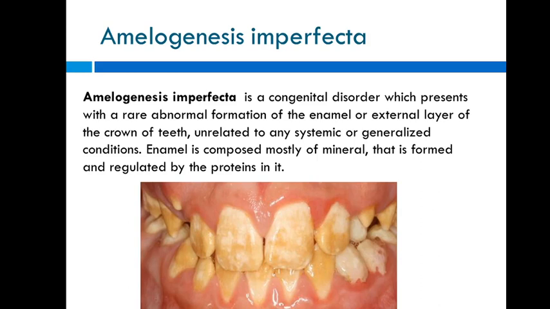Amelogenesis imperfecta is a congenital disorder which presents an abnormal formation of enamel, or external layer of the crown of teeth, unrelated to any systemic or generalized condition. So here, this is how it looks like. We call it amelogenesis imperfecta. So it's a congenital disorder due to abnormal formation of enamel, unrelated to any systemic or generalized condition. This is how it looks like. This is called amelogenesis imperfecta.